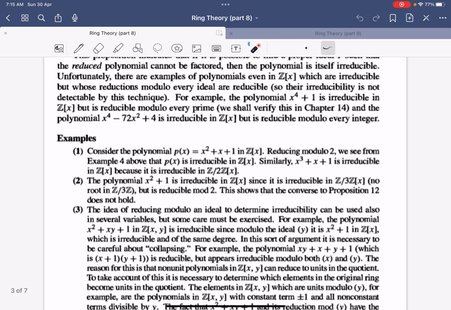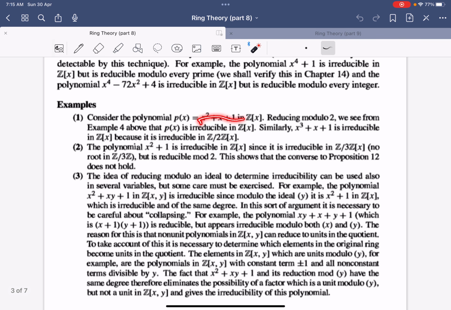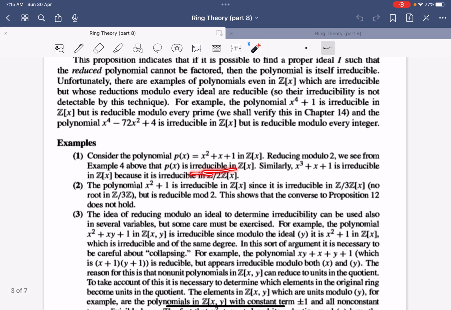And so for examples of using this proposition, we consider the polynomial x squared plus x plus 1 in the integer coefficient polynomial ring, and we reduce modulo 2. And we see from the above example that P(x) will be irreducible. And similarly, x cubed plus x plus 1 is irreducible in Z because it's irreducible modulo 2.